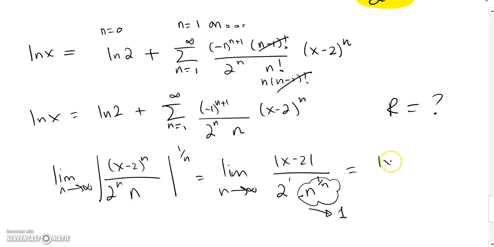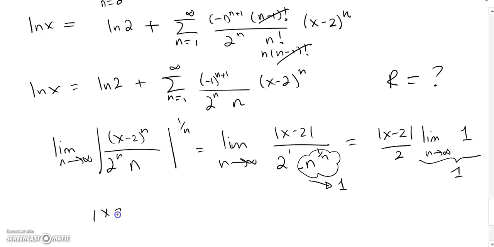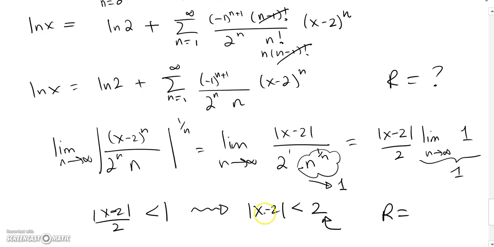So I have basically everything independent of n, because that guy just went to 1 anyway. So all of this is 1. So I end up with absolute value of x minus 2 over 2. I need that to be less than 1. So x minus 2 should be less than 2, which means the radius of convergence about the center 2 is going to be 2 for this one.